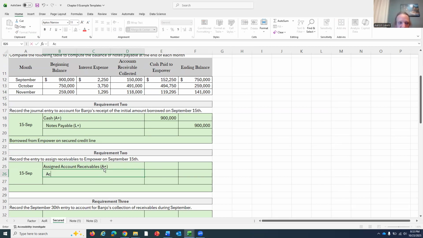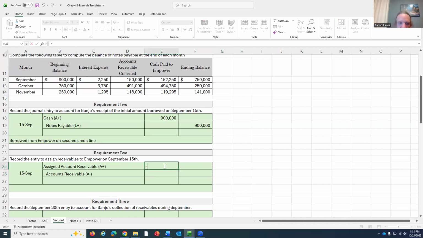And that makes it different from the other receivables on our books because we don't get to collect the cash in the long run. So if you're going to assign some receivables, put them into assigned accounts receivable, singular, and take them out of your regular accounts receivable account.